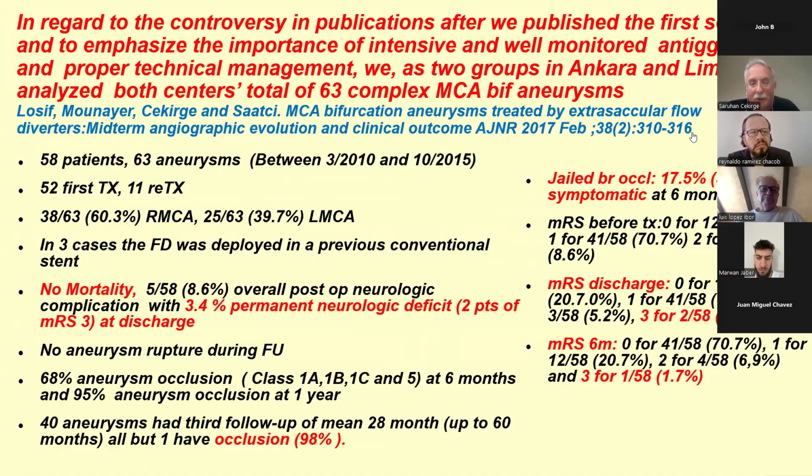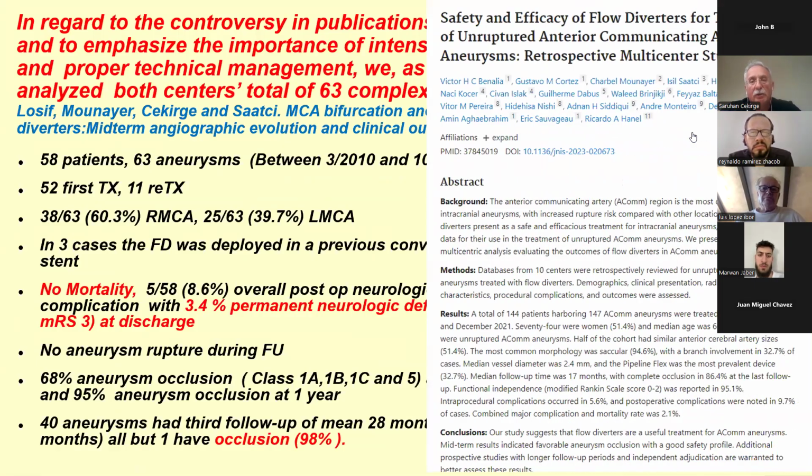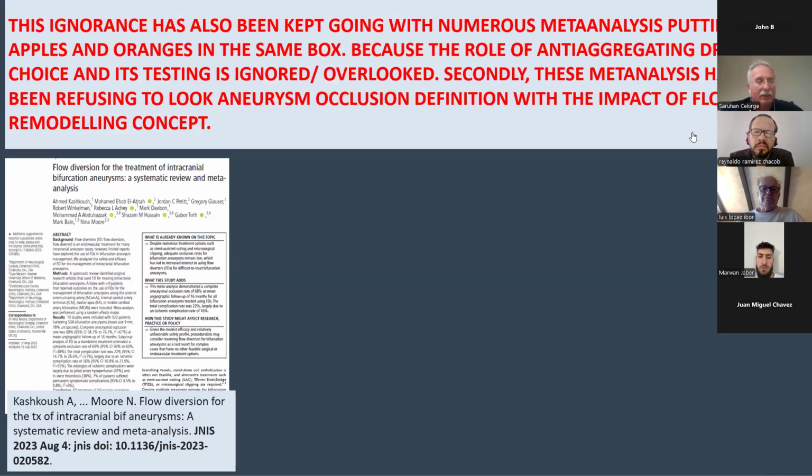Actually, with Charbel, we proved, as a two-team, Ankara and Limoges, that this treatment can be done with very low morbidity and mortality. Out of very complex 63 aneurysms, we have no mortality and we have 3.4% permanent neurological deficit. So this is also being proved in the anterior communicating aneurysms with the WLNC team.